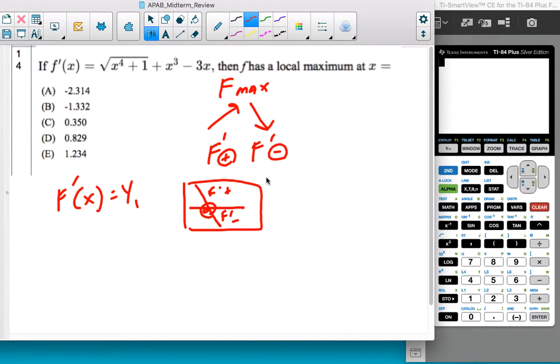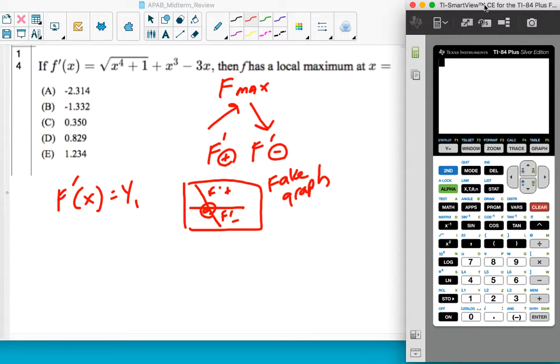So now this is a fake graph. This is just to show you that that's what I'm looking for, and I'll screenshot the real graph in a second, or I won't, and you'll just watch on the video, which is also fine. So when I go to my y equals, I'm going to type in the square root of x to the 4th plus 1. Then I want to be out of the root for the rest, so I'm going to do plus an x cubed and minus a 3x. Cool, we double check that everything looks right, and I think we're good.